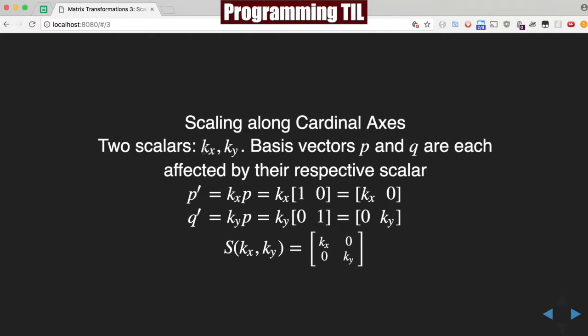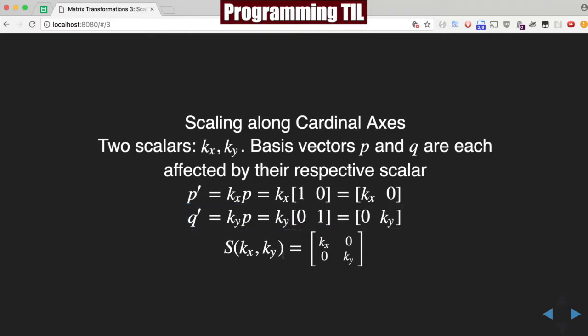So we have two scalars here, kx and ky. Basis vectors p and q are each affected by the respective scalar. So p prime is equal to kx times p. You can see here we have this very simple basis vector [1, 0], which is going to be [kx, 0], and for q it's going to ultimately be [0, ky].